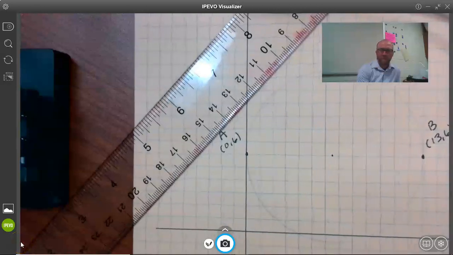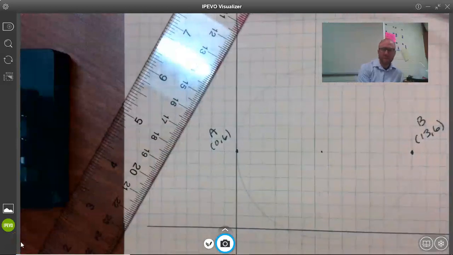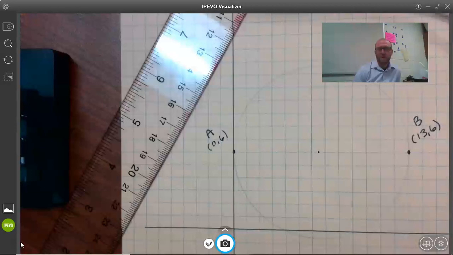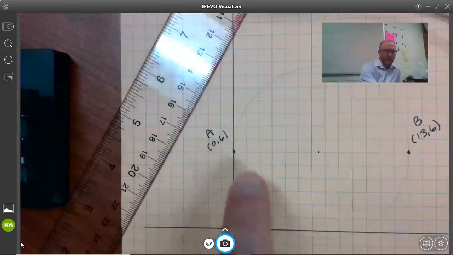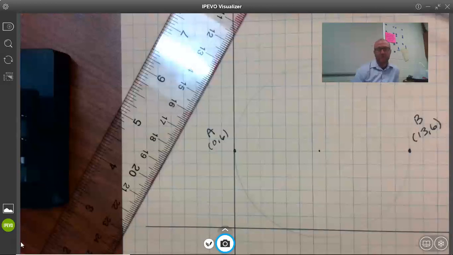All right, I have 2 points here. A, it's the point (0, 6), and B, the point (13, 6). And we're asked, is there a point down here on the x-axis, the point P, that I could connect A, P, B, and get a right angle down here? And the answer is yes, there are 2 of them. But before we find them, I want to point something out to you here.